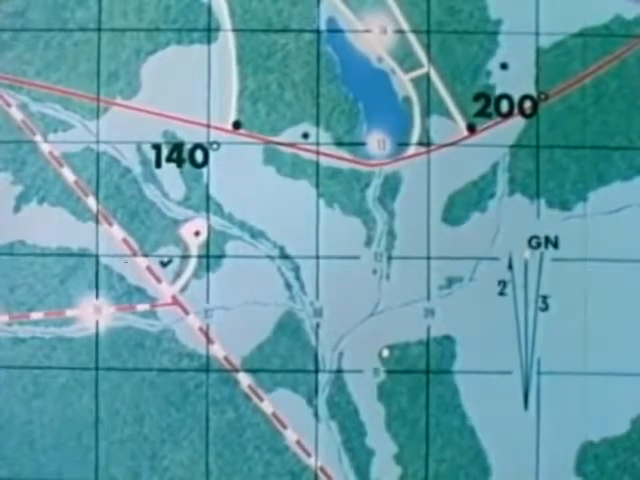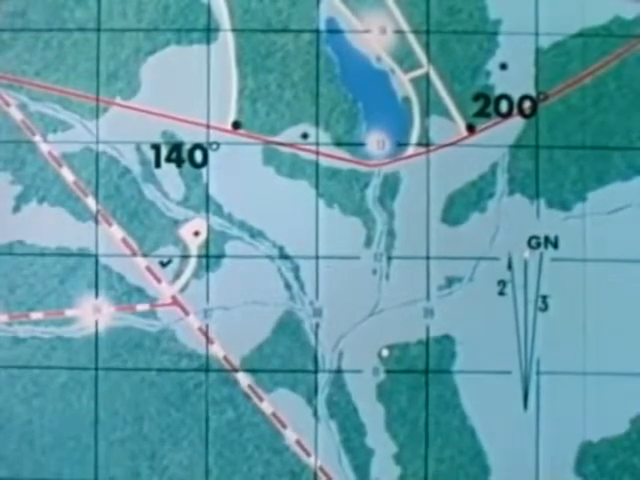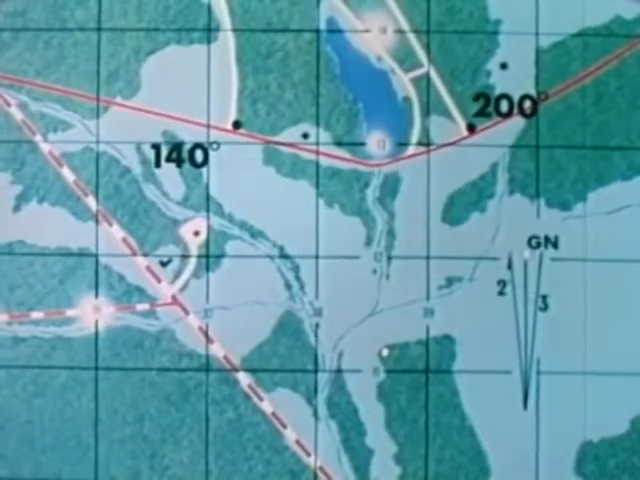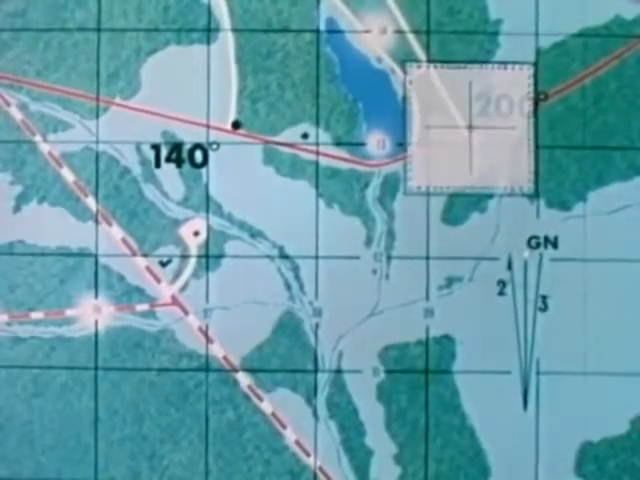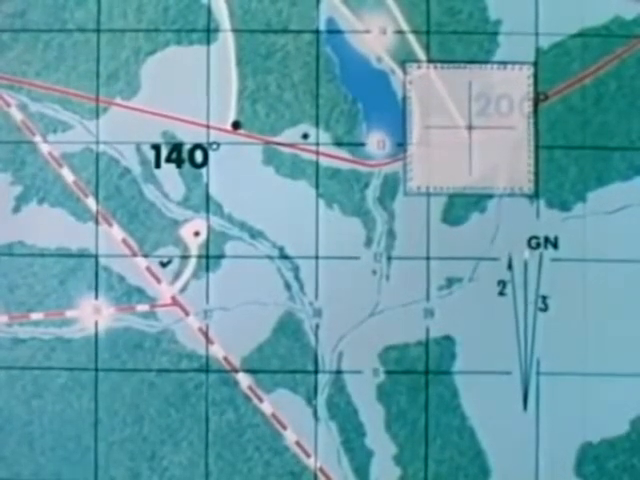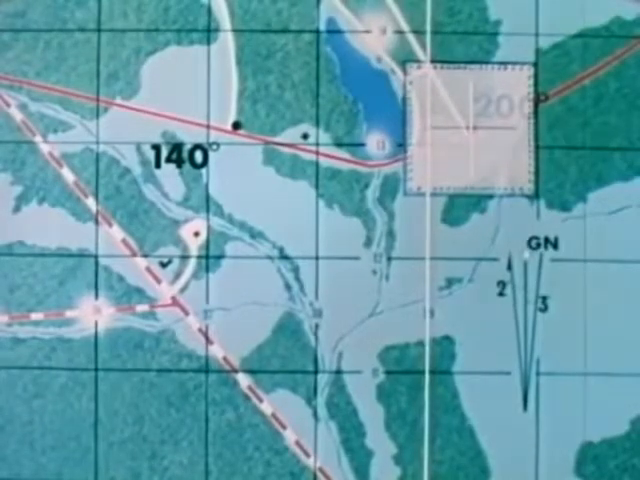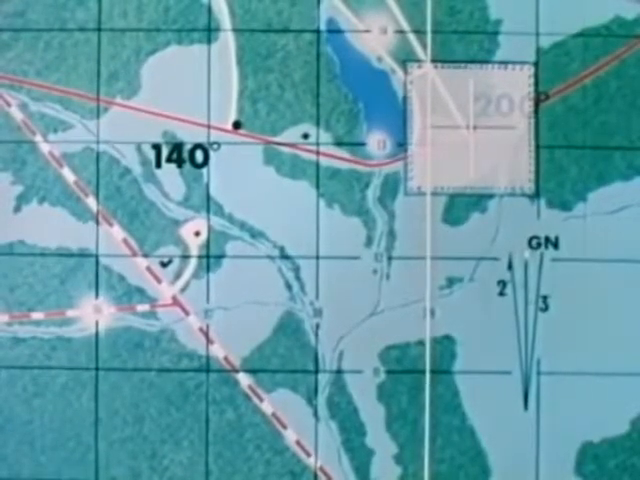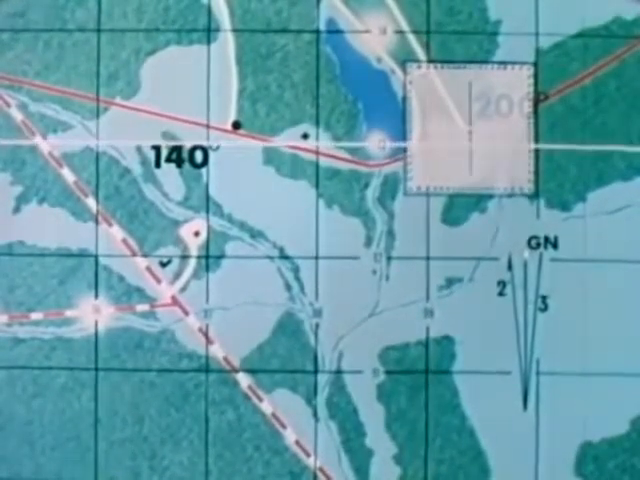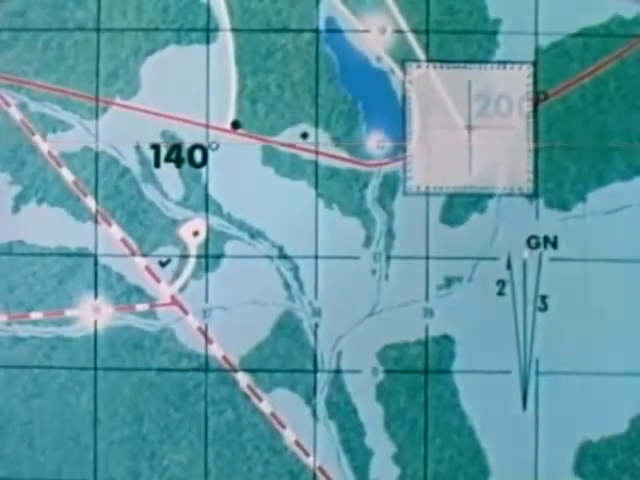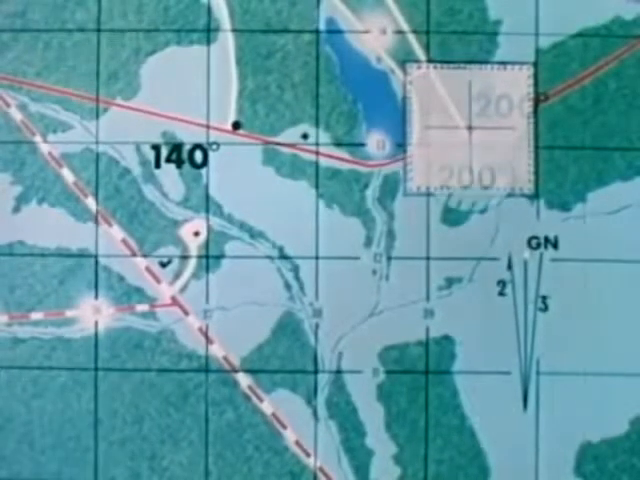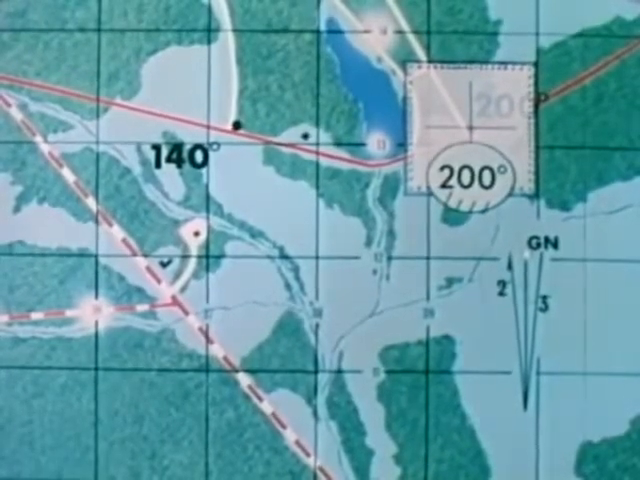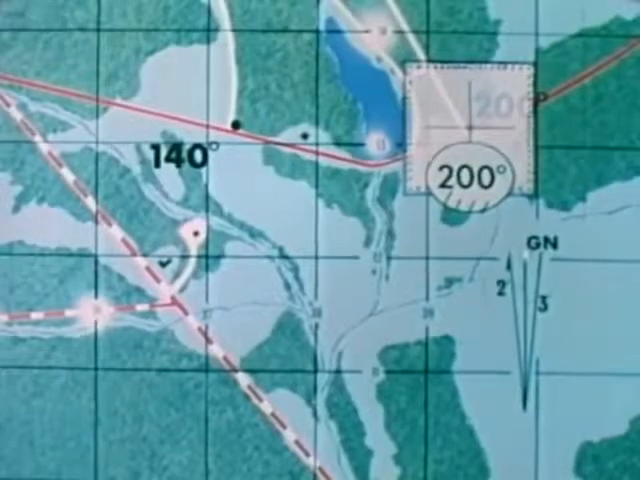To plot the position of the unknown location on our map, we first place the protractor with its index mark directly over one of the points from which we sighted on the APC. 0 on the protractor must always face grid north, and the index lines must run exactly parallel to the grid lines on the map if plotting of the grid azimuth is to be accurate. When the protractor is precisely placed, we read the grid azimuth obtained at this location, 200 degrees, and mark this point on the map.